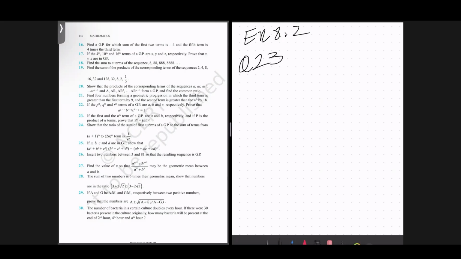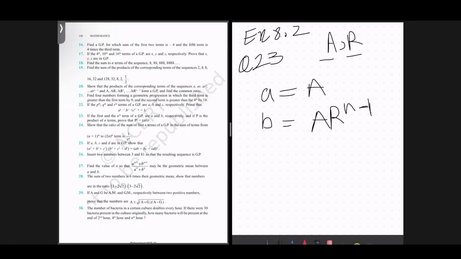Question number 23: if the first and the nth term of a GP are a and b, and P is the product of n terms, prove that P squared equals (ab) raised to the power n, right? So we have been told that a and b are the first and the nth term of the GP. Let's assume the GP to have first term a and common ratio r. So a would be a, and b, which is the nth term of the GP, is going to be a into r raised to the power n minus 1.